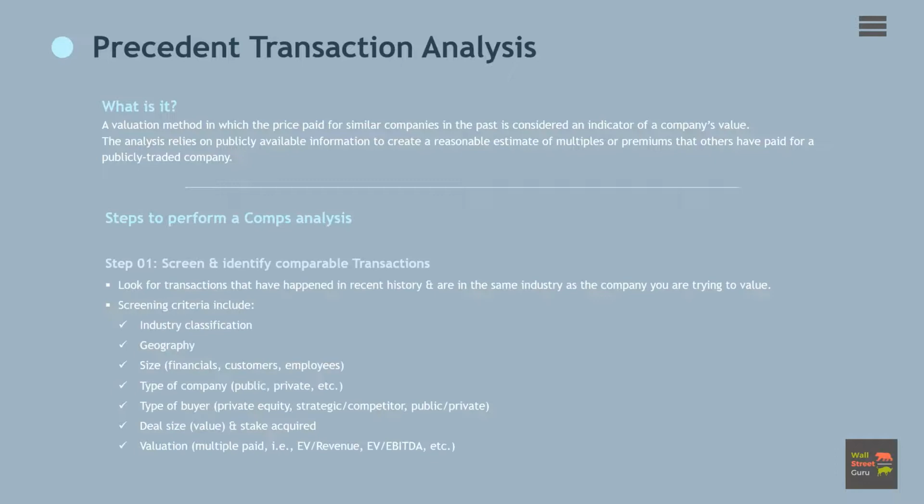Let's start with the steps to perform precedent transactions. Step 1. Screen and identify comparable transactions. The first step to the process begins by looking for other transactions that have happened in, ideally, recent history and are in the same industry. The screening process requires setting criteria such as industry classification, geography, size, financials, customers and employees, type of company, public or private, type of buyer such as private equity, strategic competitor, public-private, deal size value, and valuation multiple paid.